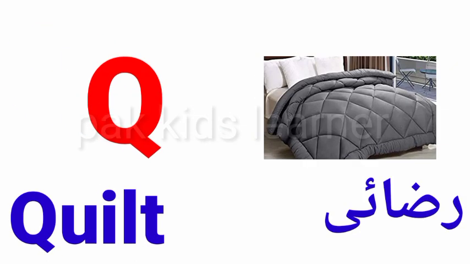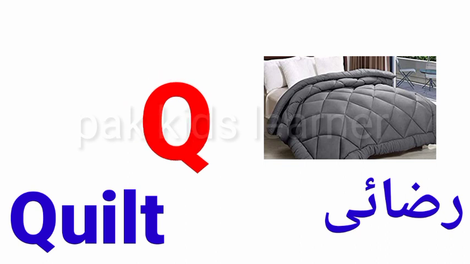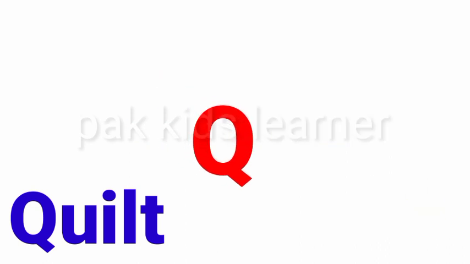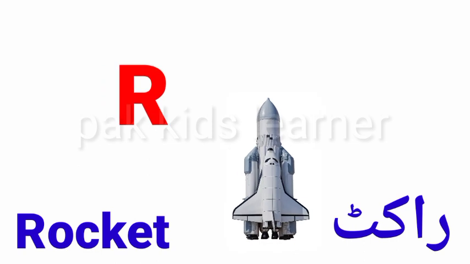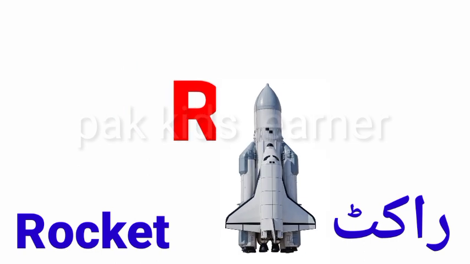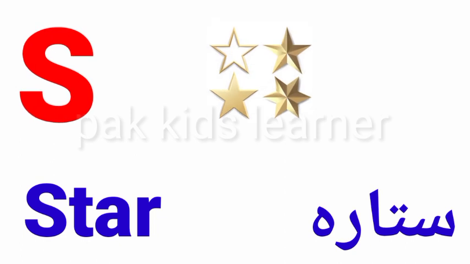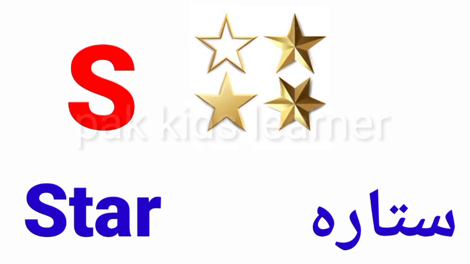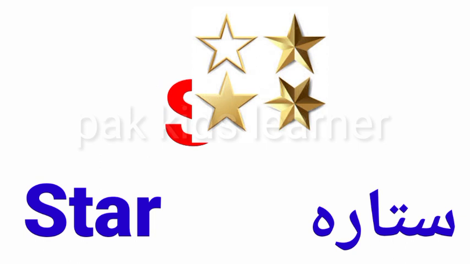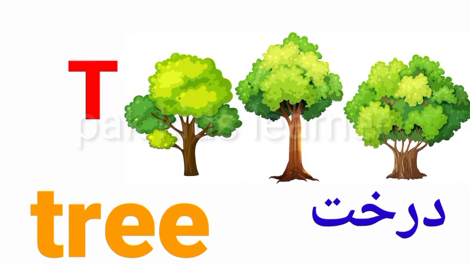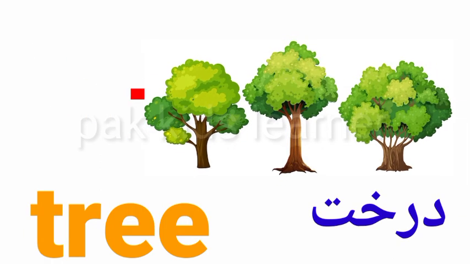Q for colt. Coat means रजाई. R for rocket. Rocket means rocket. S for star. Star means सितारा. T for tree. Tree means दरख्त.